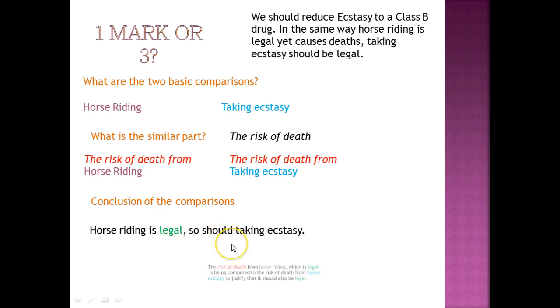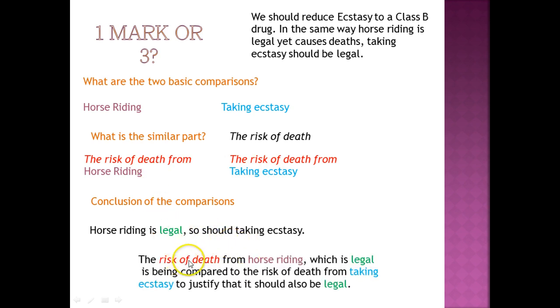So what would your answer look like? You put in the similar part, the risk of death from horse riding, and that's legal, is being compared to the risk of death from taking ecstasy to justify that it should also be legal. If you can see here, I've used the words from the analogy, but I haven't just repeated the analogy, I've used them to say what the analogy is comparing.